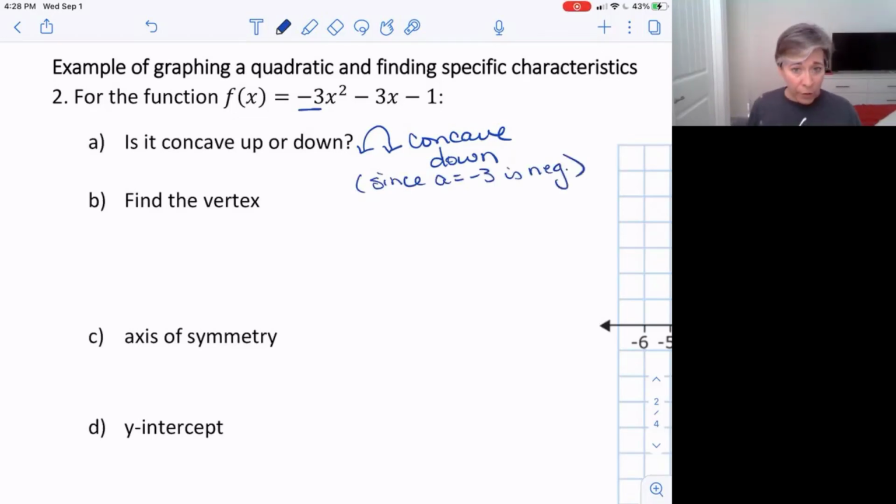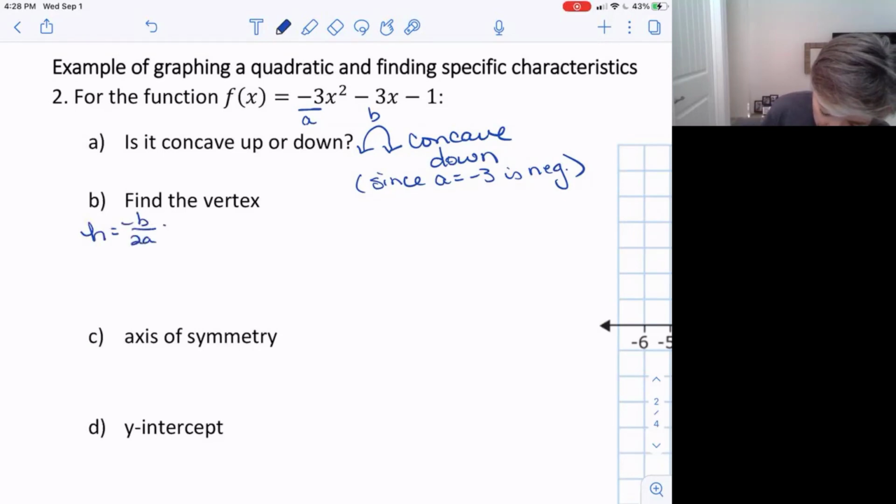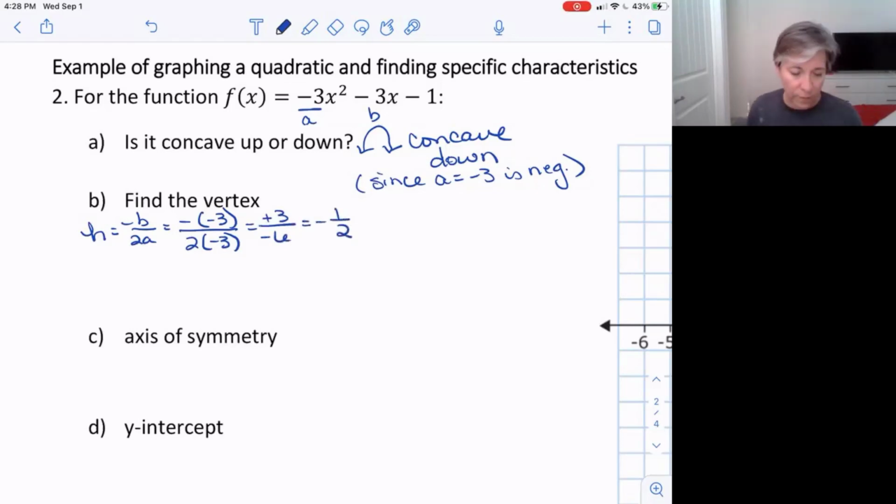Then we want to find the vertex. So again, the negative 3 is our a value. The second negative 3 is our b value. So the h value of our vertex, negative b over 2a. So that's the opposite of the negative 3 over 2 times the a value, which is also negative 3. That gives us a positive 3 over a negative 6, which reduces to a negative 1/2 for our h value.